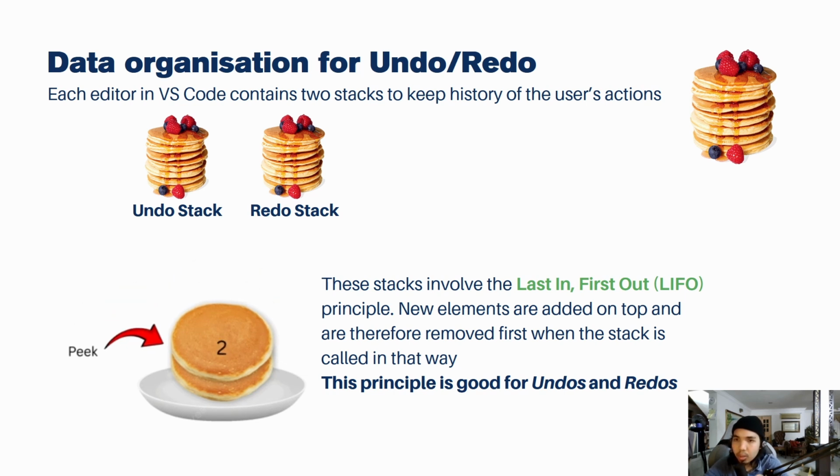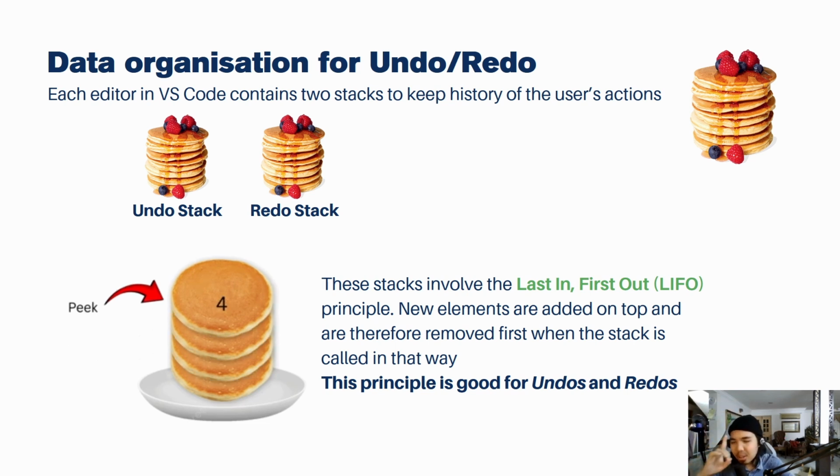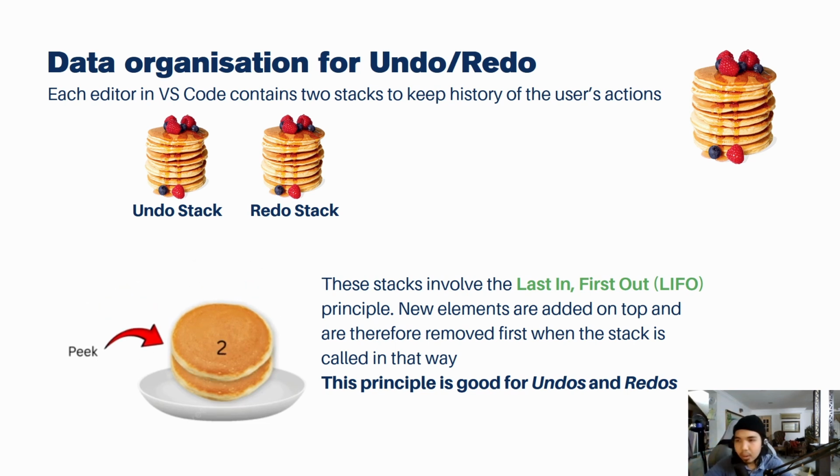Undos and redos would not work if you used a queue, because a queue would undo the furthest thing that you have done, like the first thing you did in the program. If you are already further into the program, it would only undo the things that you did long ago. So logically, if you undo, you want to undo the thing that you just did.